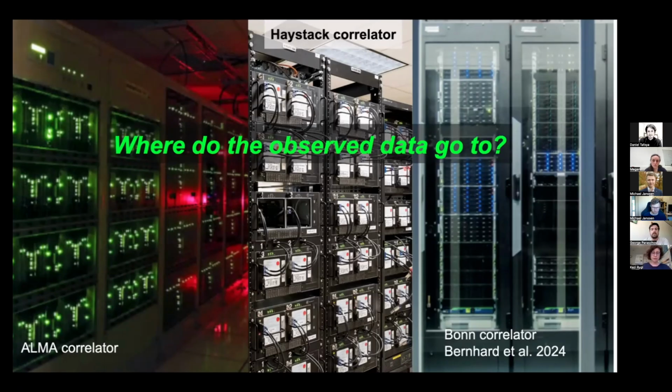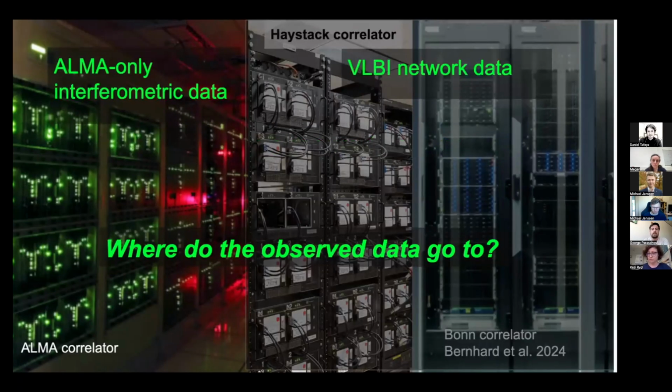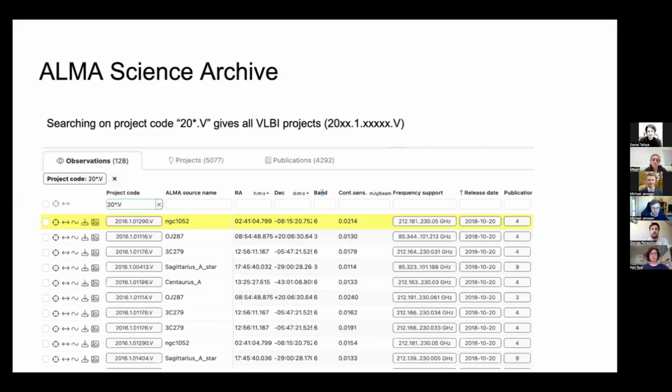Since my colleagues will talk about the VLBI network data, I will now continue talking about what happens with the ALMA-only data, the interferometer data taken during VLBI observations. So this will end up in the ALMA Science Archive. It's very easy to find this ALMA-only data taken during VLBI observations because it belongs to ALMA projects that all have the same project code, namely ending in .V. And there are not so many, so it's very easy to go through them.